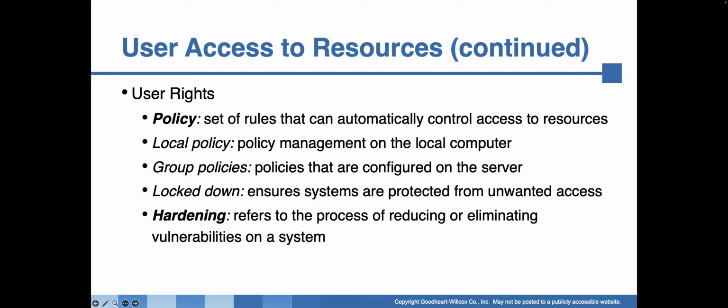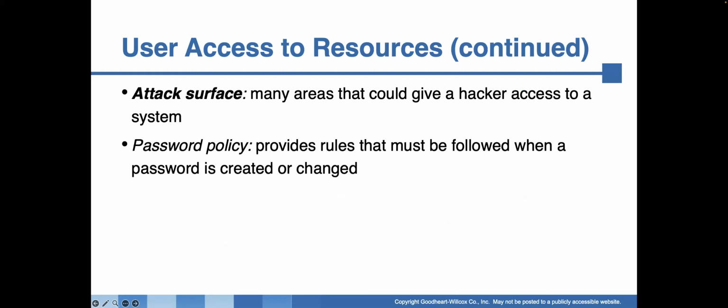Locked down: these measures ensure systems are protected from unwanted access. Hardening refers to the process of reducing or eliminating vulnerabilities on a system. Attack surface: the many areas that could give a hacker access to the system.